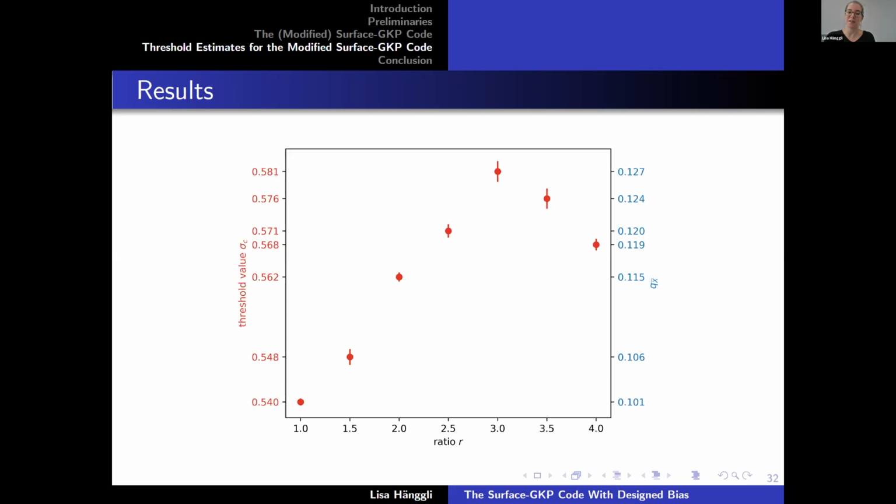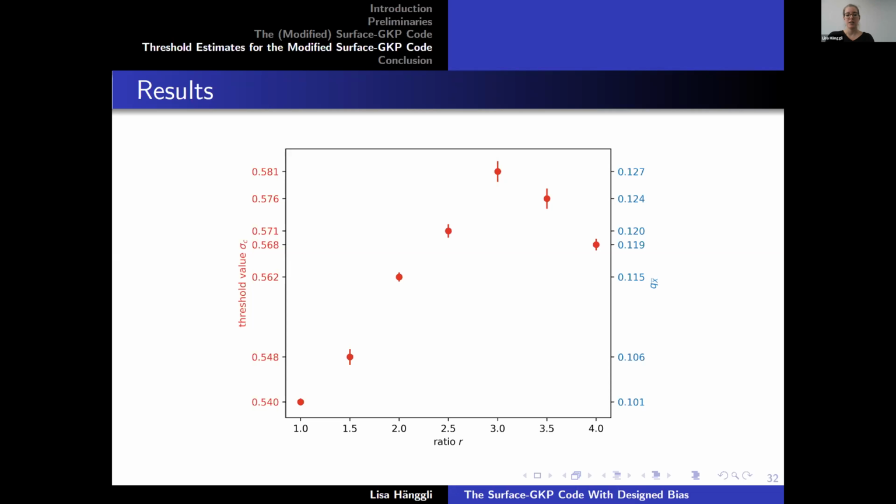So another thing to mention here, maybe obviously this improvement is not monotonic in our numerical results, but we think that it's quite possible that this is just an artifact of the limited code sizes that we were able to simulate.